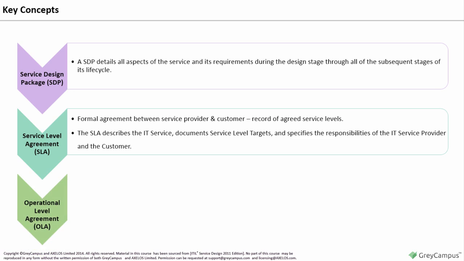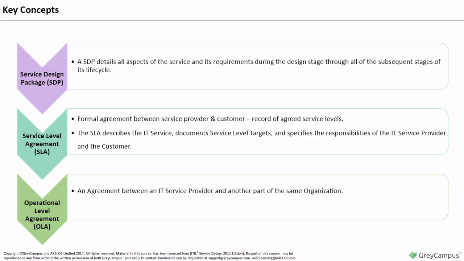Operational Level Agreement, aka OLA, mostly confused by SLA. OLA is an agreement between an IT service provider and another part of the same organisation. This is an internal agreement. An OLA supports the IT service provider's delivery of IT services to customers. Any internal agreements necessary to deliver the quality of service agreed within the SLA.